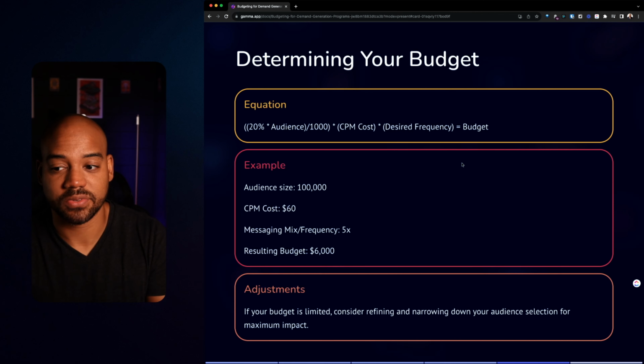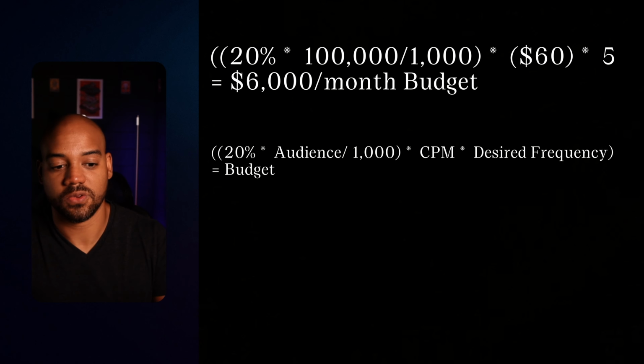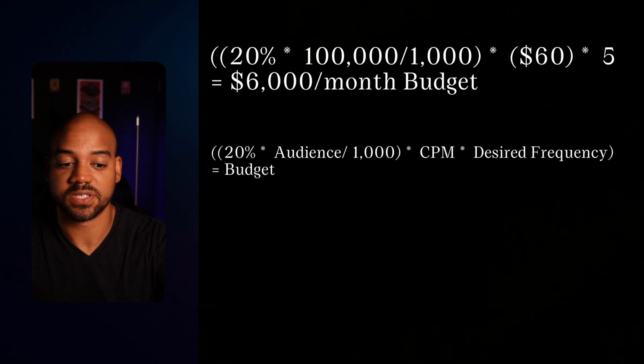In the example that we have here, we have an audience size of 1,000 people. We have a CPM that we've identified as about $60 and a messaging frequency of 5x, so we have 5 messages that we want to get across to these individuals. The resulting budget comes up to about $6,000 per month to get in front of this specific audience.